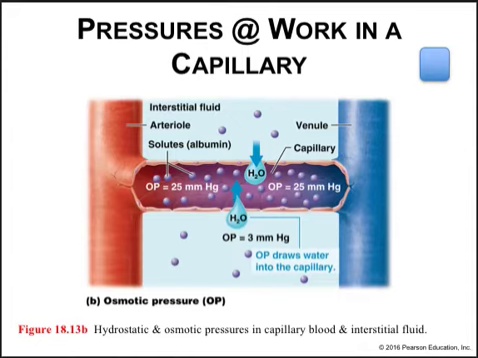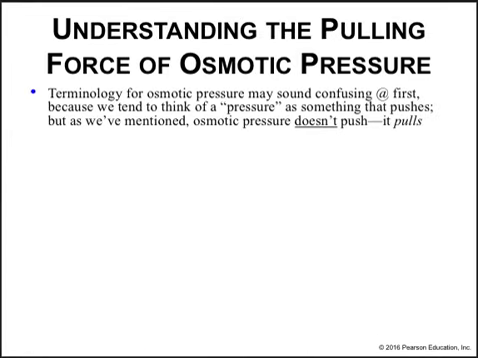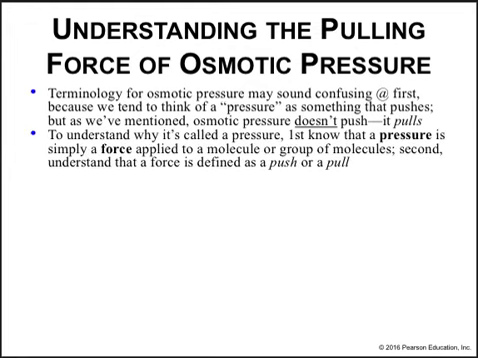As a result, the osmotic pressure remains consistent through the capillary's length, and osmotic pressure is very low in the interstitial fluid. The difference in osmotic pressure creates an osmotic pressure gradient known as colloid osmotic pressure, or COP. Colloid osmotic pressure draws water into the capillary through osmosis. The terminology for osmotic pressure may sound confusing because we tend to think of a pressure as something that pushes, but as we've mentioned, osmotic pressure doesn't push, it pulls.